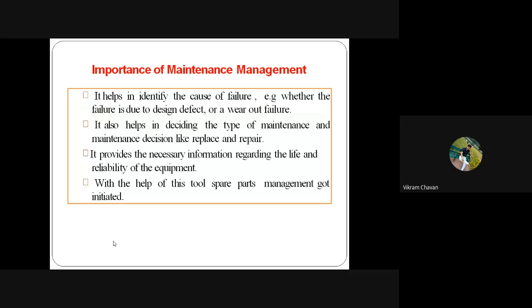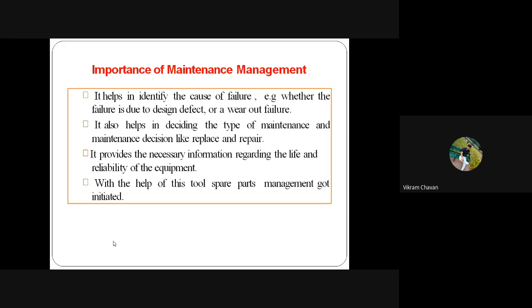Importance of maintenance management: it helps in identifying the cause of a failure. For example, whether the failure is due to a design defect or a wear out failure.